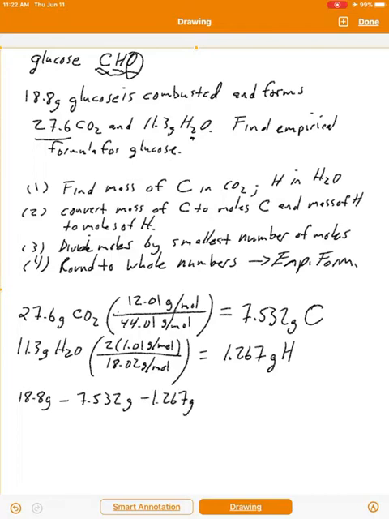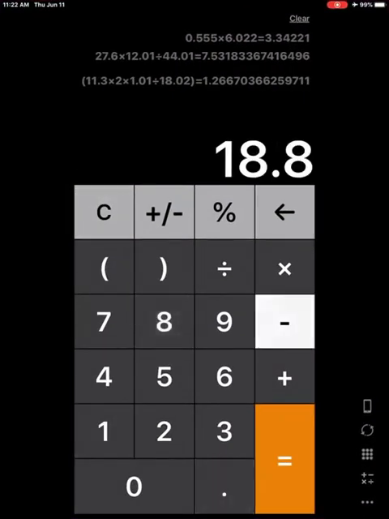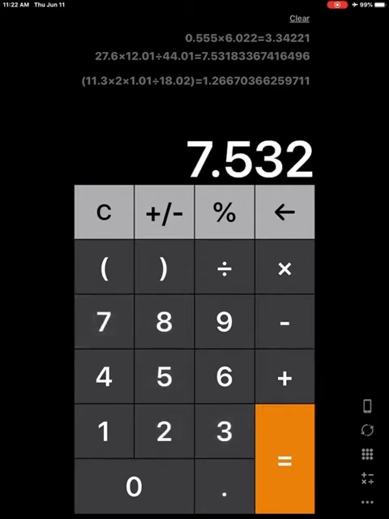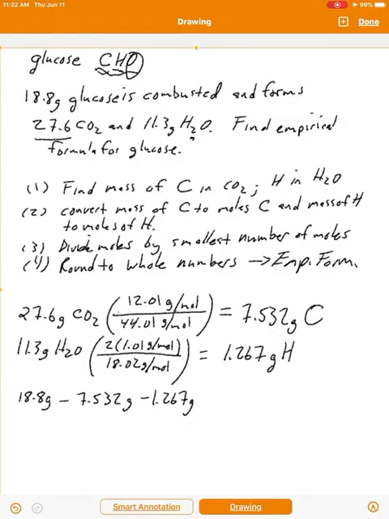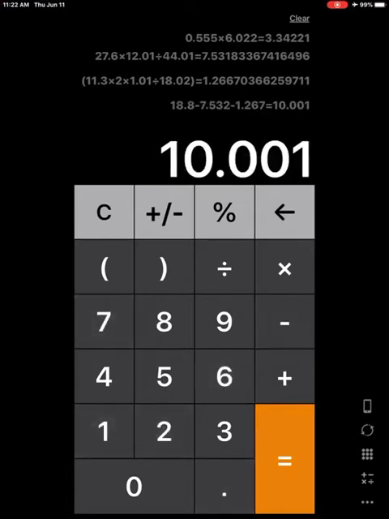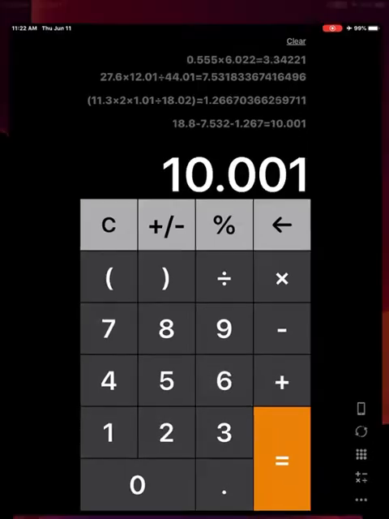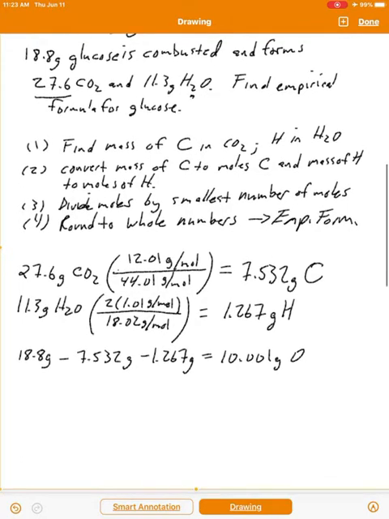So 18.8 minus 7.532 minus 1.267. And it's almost exactly 10 grams, 10.001. That's your mass of oxygen, right? It's the total for glucose minus the mass of carbon and minus the mass of hydrogen. Now we have the masses of each.